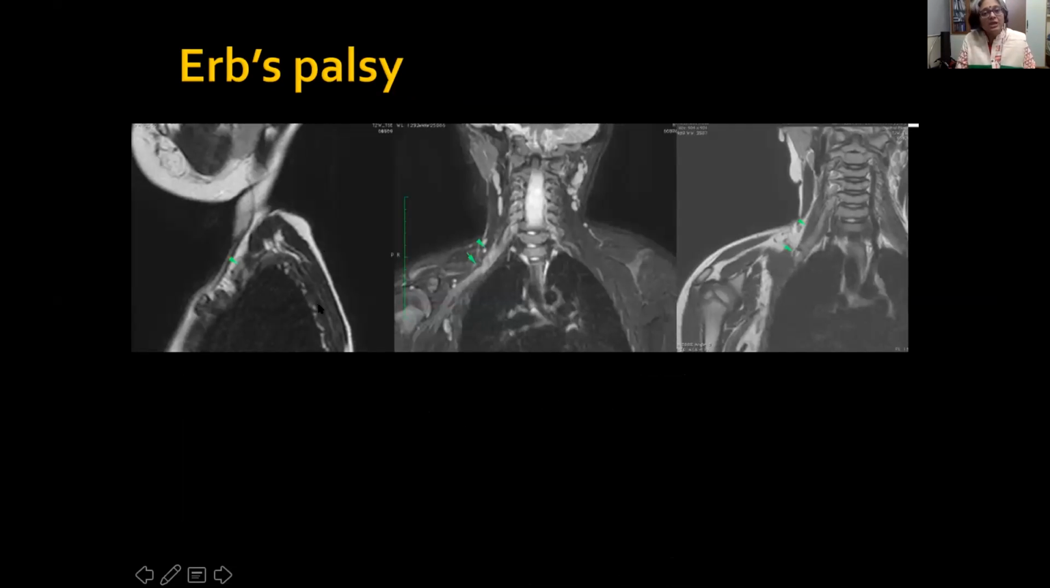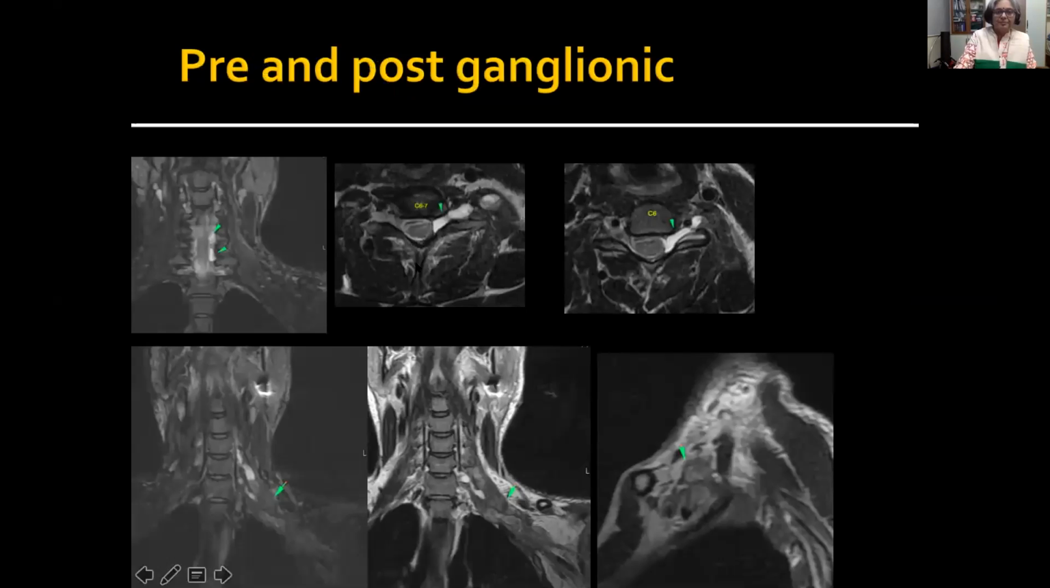This was a child whom we imaged with Erb's palsy. So you can see again, this side, there is no abnormality. Here you can see, I think this is again the C6 nerve root and some component of C5. They are swollen, thickened. Again, here you can see all of them swollen, thickened, showing bright signal.